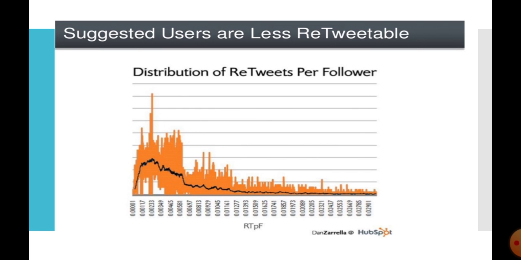Distribution of retweets per follower: as is seen, the distribution is quite skewed, and the RTPF of 0.0001 to 0.01741 is higher than the usual ones. These are suggested tables for fewer retweets.